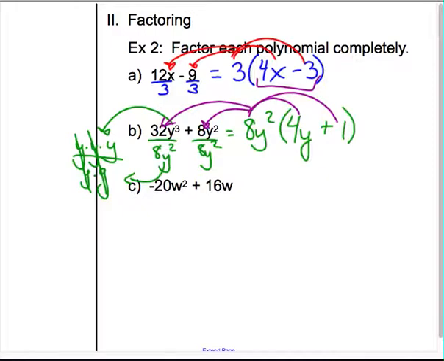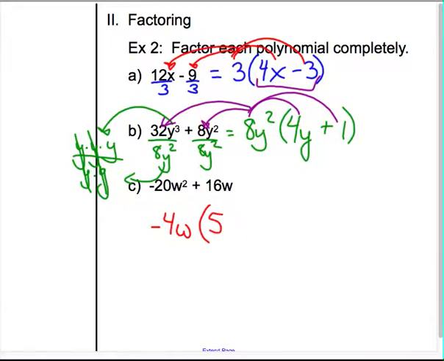Last example on this page, we've got a negative 20w squared and a positive 16w. So I have two options on this one. With my first term being negative, I would pull out a negative 4 as my GCF as opposed to a positive 4, because inside the binomial I like my first term to be positive. And then the w squared and the w, the smaller of the two exponents, is 1, so we're going to pull out 1w. Dividing negative 20 by negative 4, I get 5.